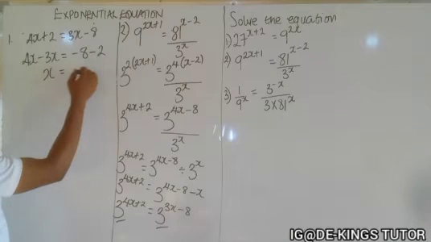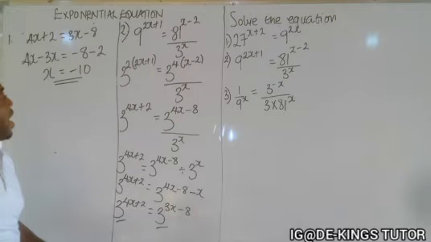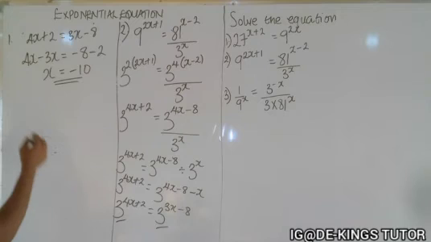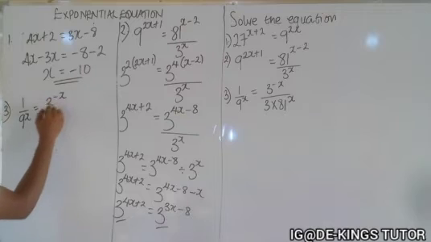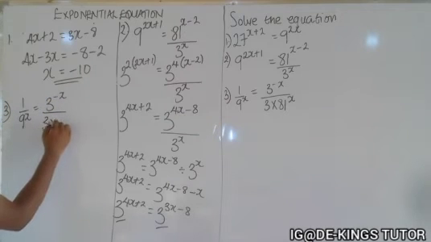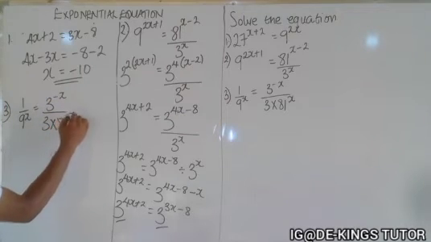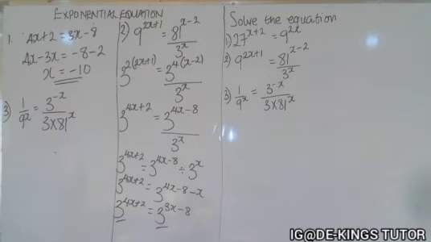Okay. The third one is (1 over 9) raised to the power x equals 3 raised to the power minus x over 3 times 81 raised to the power x. Now how do we solve this? The same way. 1 over 9 can be expressed as 1 over 3 raised to the power 2x, because 3 raised to the power 2 gives us 9.